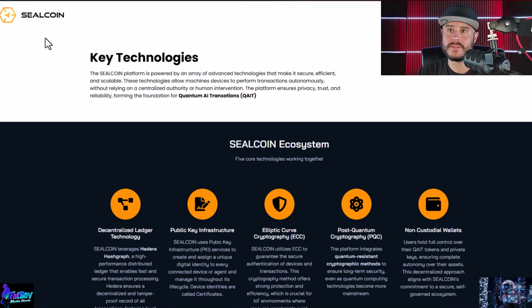Let's jump on in. So from their website, this is their breakdown of what Sealcoin is. A quick highlight of this, it says key technologies. The Sealcoin platform is powered by an array of advanced technologies that make it secure, efficient, and scalable. These technologies allow machines and devices to perform transactions autonomously without relying on centralized authority or human intervention. The platform ensures privacy, trust, and reliability, forming a foundation for quantum AI transactions. And this is where the name Qait comes from, quantum AI transactions. You might hear it as KITE as well.